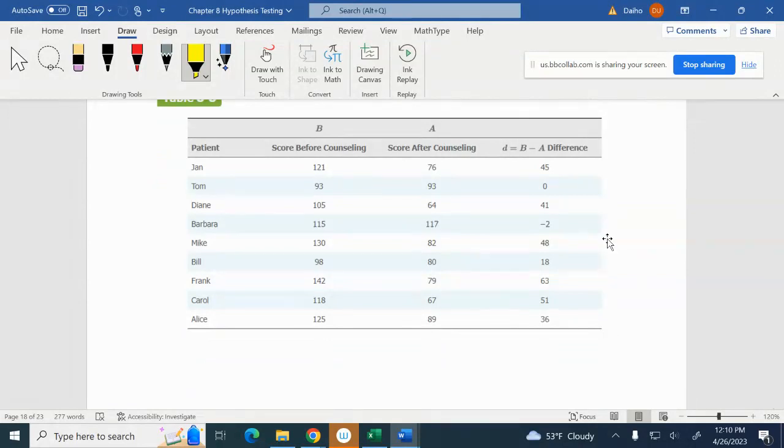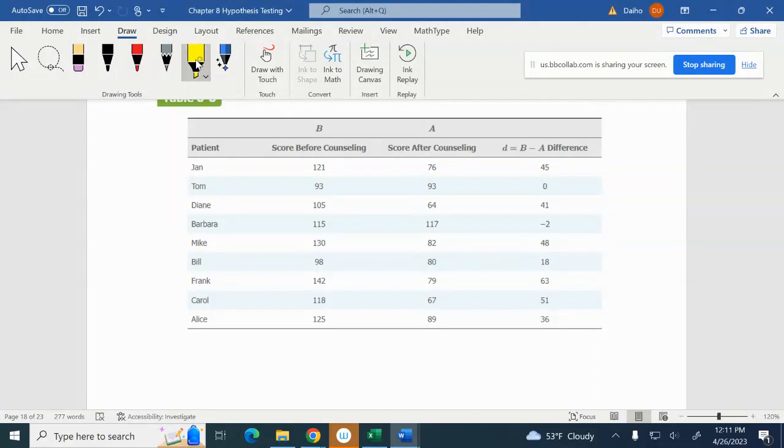The third patient, number 3, reduced from 105. Sometimes, yeah, why not? Sometimes it increased, but it's only 2 points. But the others, positive, positive, positive, positive. What does it mean? Positive difference. Reduced, right?